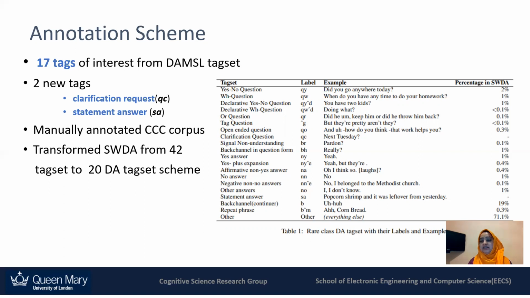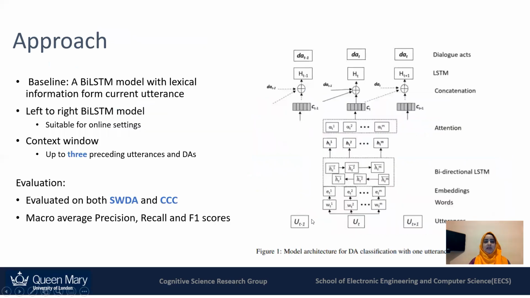Here you can see the distribution of percentages of these dialogue acts in the Switchboard corpus, and this is very small compared to the others, and the rest of the utterances we have converted to the label with the other tag. So here is our approach, and our baseline is the bidirectional model with lexical information from the current utterance without any kind of previous context.